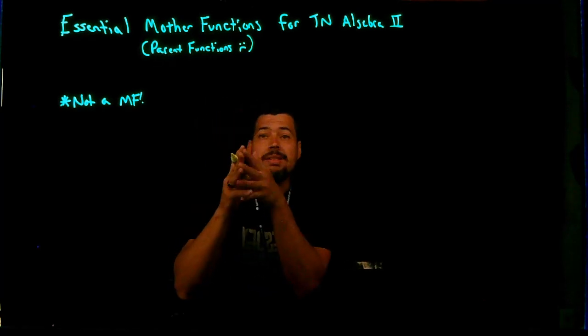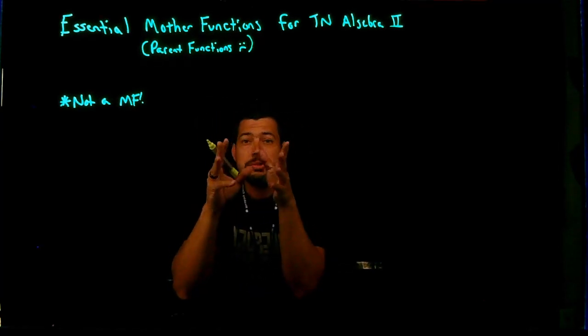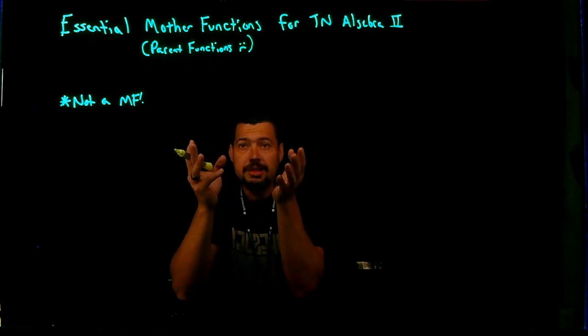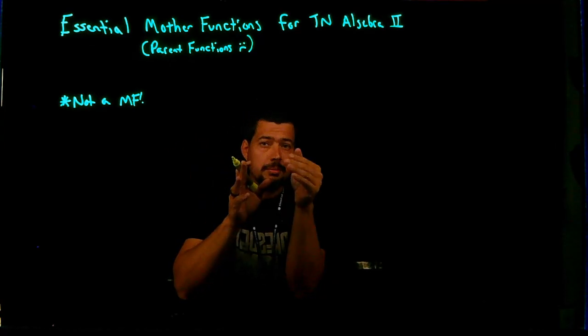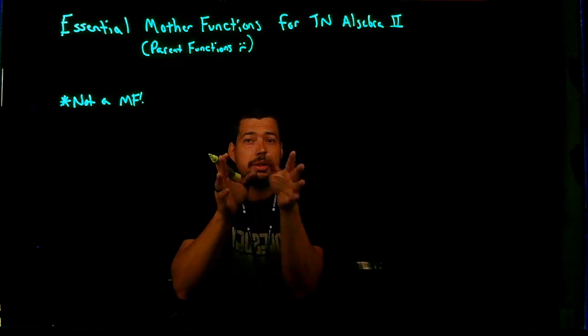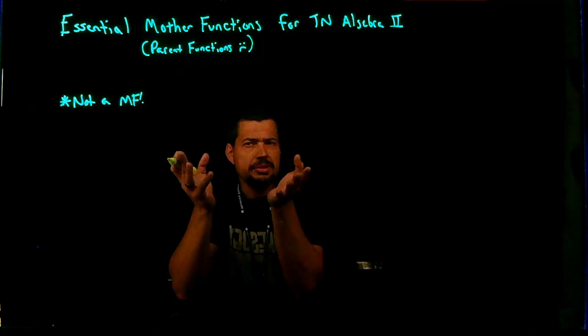So these are the essential mother functions for Algebra 2 in the great state of Tennessee. This will be a little different depending on what state you're in, but in the state of Tennessee, we don't talk about sine and cosine and tangent. We don't talk about trig anymore in Algebra 2, so those are not going to be on there. But we talk about pretty much everything else.